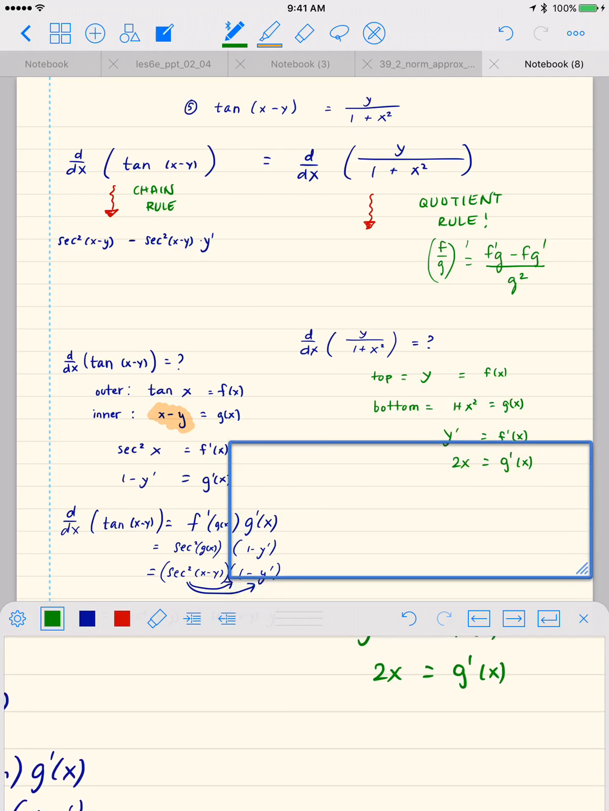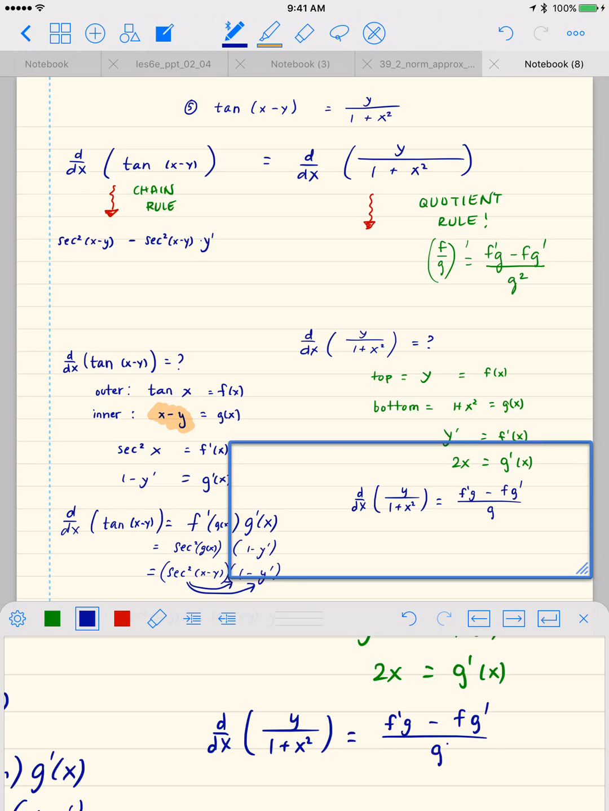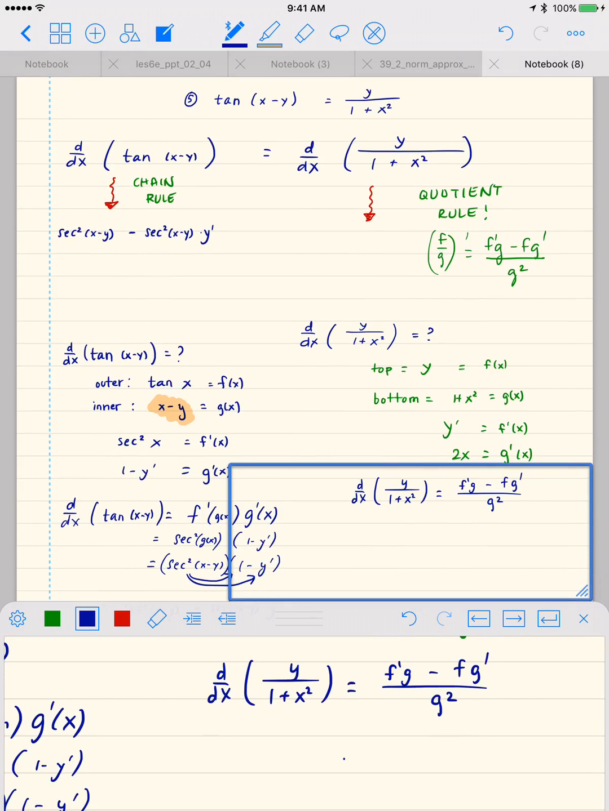So, for my formula, let's see if I've got it correct. d/dx of y divided by 1 plus x squared is equal to, and I need f prime g minus f g prime over g squared, right? F prime we said is y prime. G, what's g? G is 1 plus x squared.